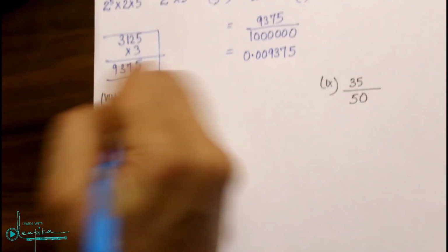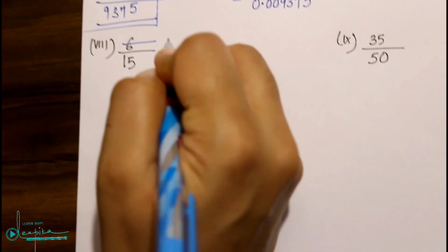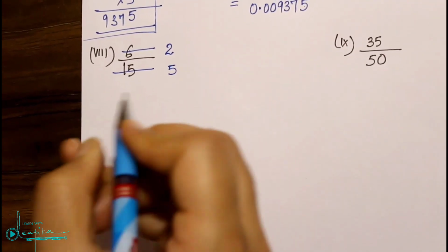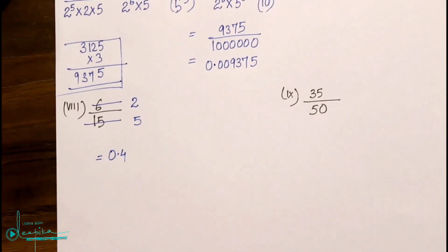And this is my rough work. Next part is 6 upon 15. 3 2s are 6, 3 5s are 15. So you can directly write it as 0.4.